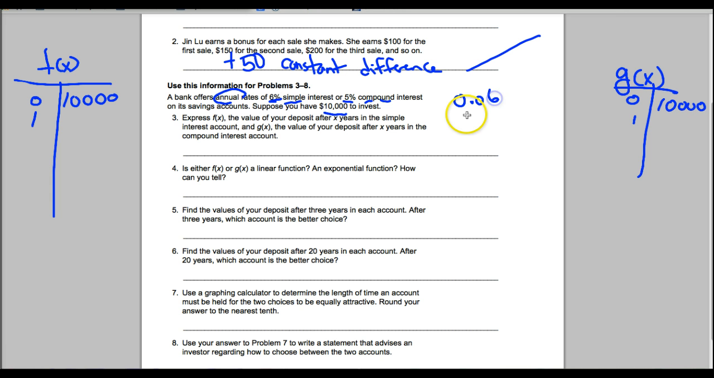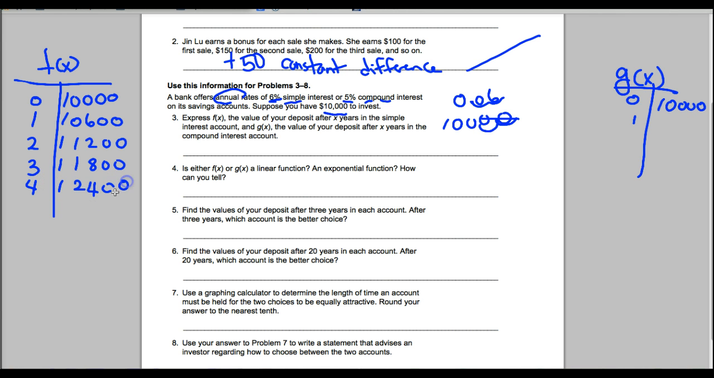6% is 0.06. If you multiply that by 10,000, you just have to go backwards in decimals by 2. So 100 times 6 is 600. So basically, they're just going to give you $600 extra. Same thing, $600 extra. 600 plus 600, right? So third year, they're going to give you another 600. The fourth year, they're going to give you another 600. There you go. And then of course you keep going on and on and on, but we don't want to go that far.